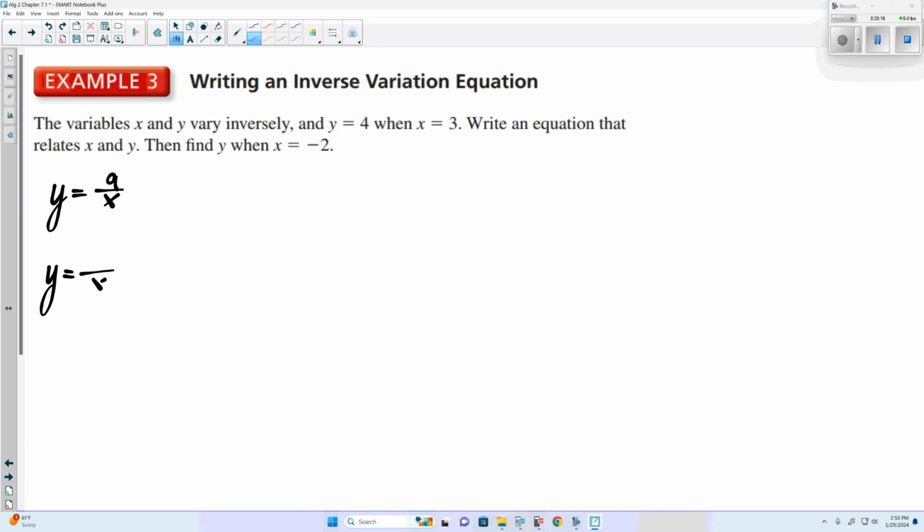So the first part of this is to actually find the equation. Find the value of a that will give us the actual equation to fill in. And they gave us an x and y here to actually find that out. So they told us x is 3 and y is 4. So we can fill that in from this here. So they're saying 4 is equal to a over 3.